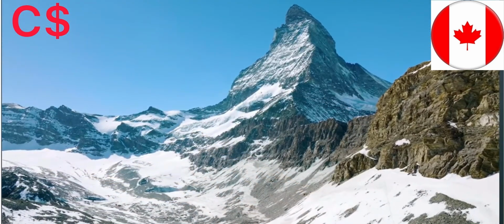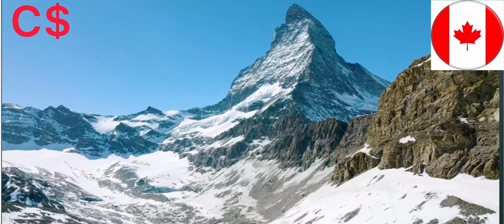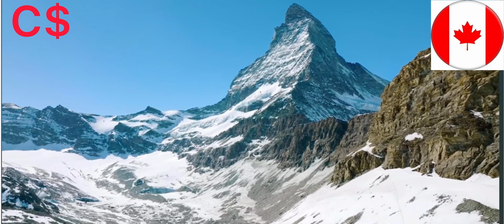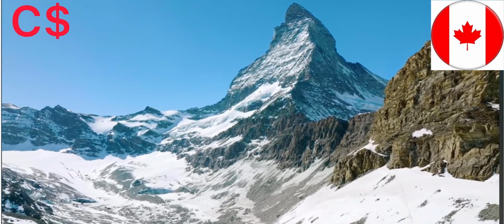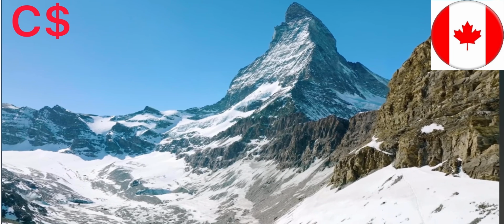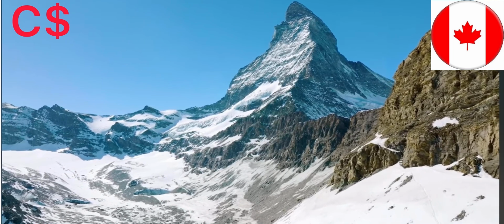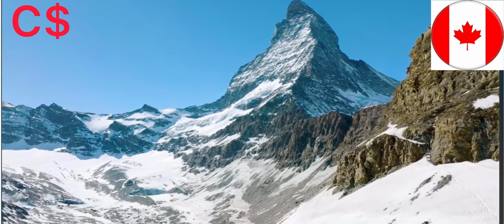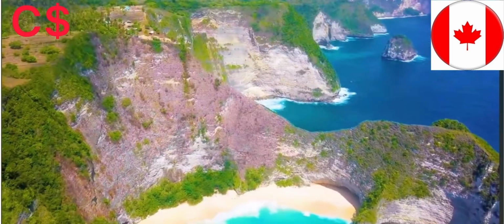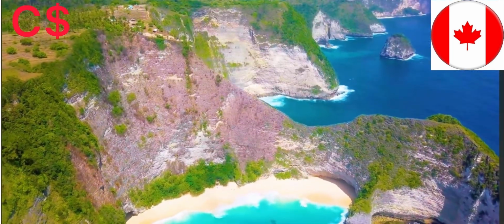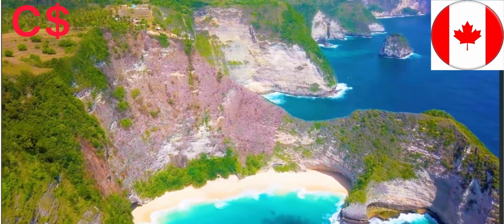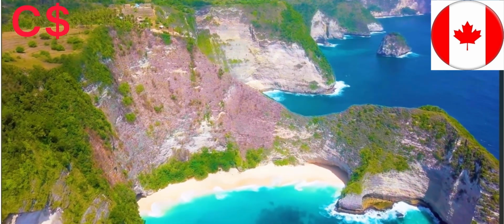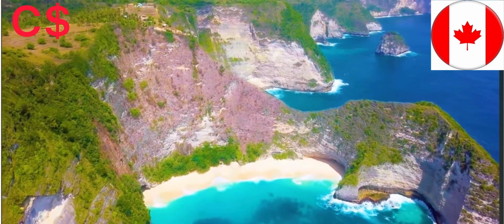Use of the Canadian dollar in other countries. Some countries accept the Canadian dollar as a legal tender alongside their own national currency. For example, in certain regions of the Caribbean, especially St. Pierre and Miquelon Islands, the Canadian dollar is used as the official currency. Additionally, the Canadian dollar is accepted in some regions along the US-Canada border, particularly in towns and cities close to the Canadian border.